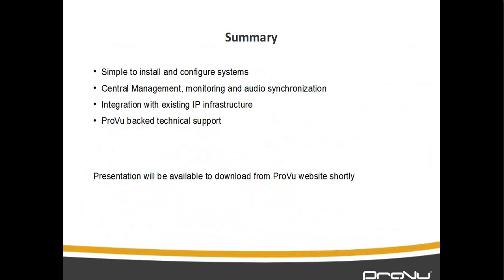So in summary, as you can see, they are simple, easy to install and configure systems, because mainly all you have to do is run a Cat5 cable. Central management is quite important for these things. You configure it from a web browser on the Algos, or from software on the 2N solution. Finally, it can integrate with an existing IP infrastructure. And we at ProVu do have a dedicated technical support team. If there's a problem with anything, we can help you with a solution, or actually design the solution around that.